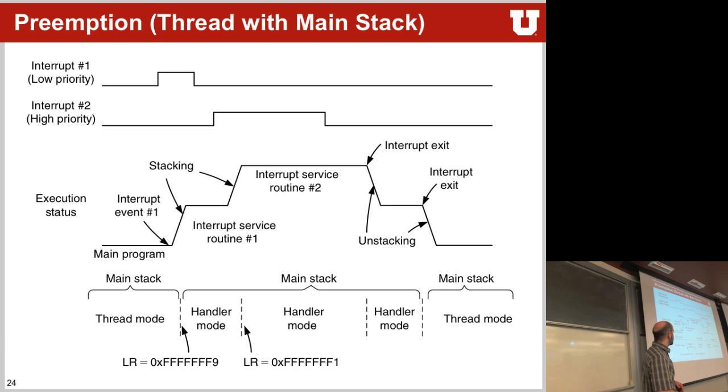And that's actually what happens here. In thread mode, the link register will be set to FFFFFFF9 because we are jumping back from this handler into the main program. But then another one gets interrupted, so the link register will be set to FFFFFFF1. So that back here, when we pop this link register into the program counter, we will return to handler mode, and only here, when we pop this link register, because that was on the stack and got unstacked here, will we jump back into thread mode itself.